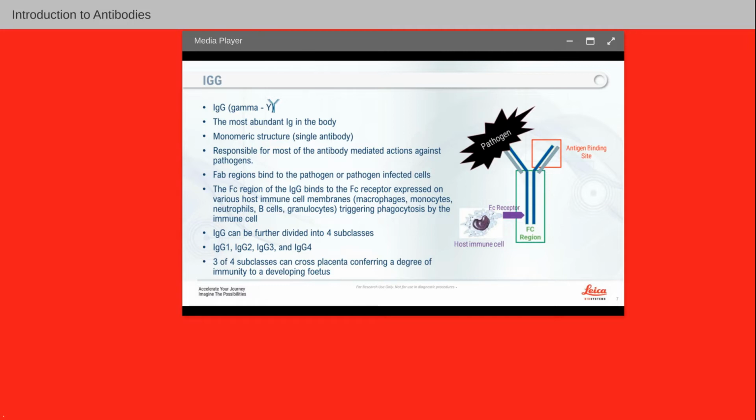Another interesting fact about IgG is it can cross the placenta, and it can confer a degree of immunity to a developing fetus.